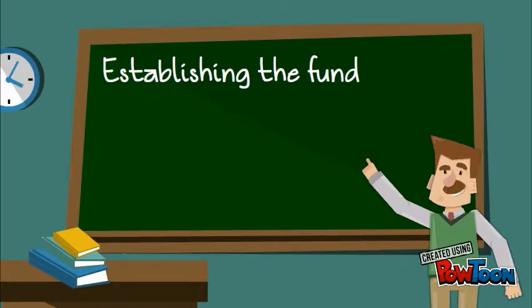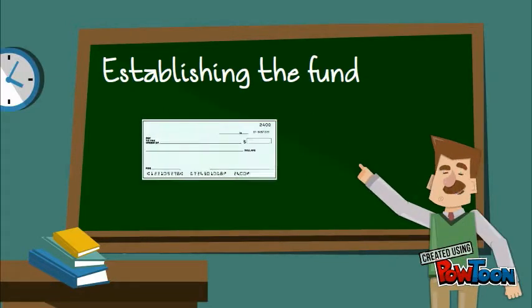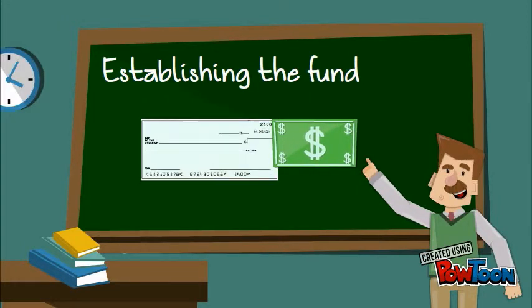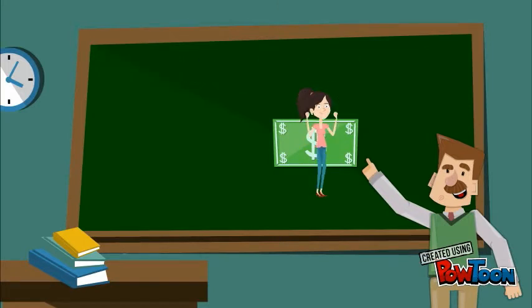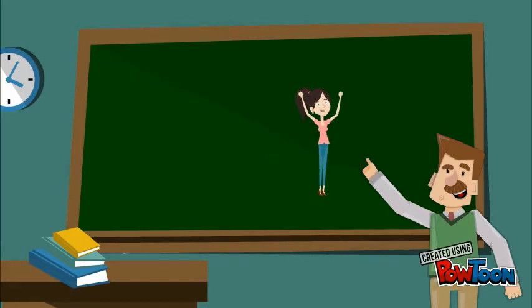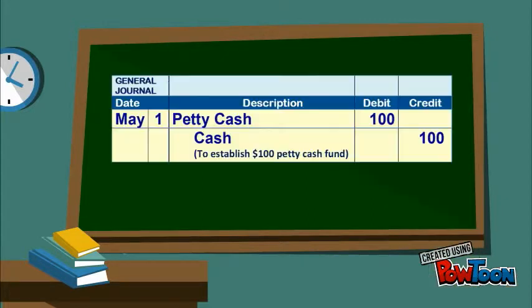To start off, a petty cash fund is established through a check for the amount needed for the fund, which is then cashed in and taken care of by a designated custodian. They then make a journal entry to record the establishment of the fund. A petty cash fund of $100 would look like this, where petty cash is debited and cash is credited.